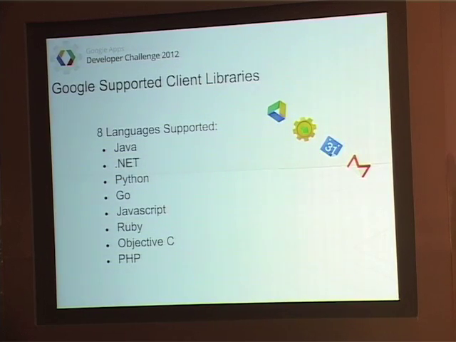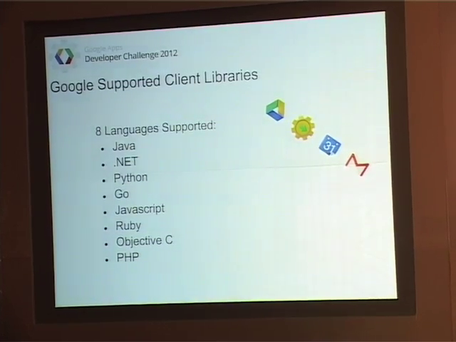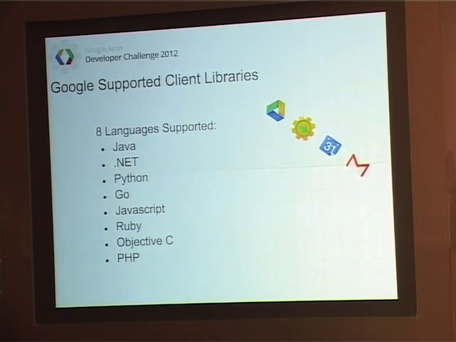Which pretty much means that you can access them with any language under the sun that can open an HTTP socket and do get, post, put, delete, and all that over HTTP, right? But to make it easier and to abstract some of the heavy lifting, Google has made available client libraries in at least 8 languages, right?